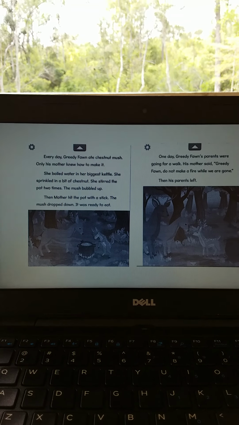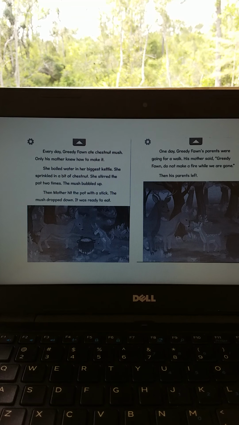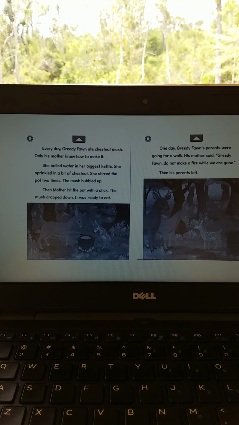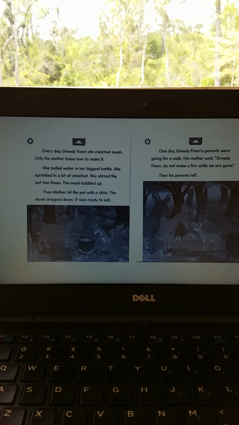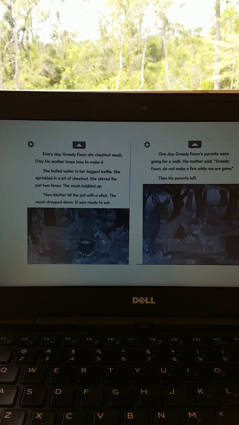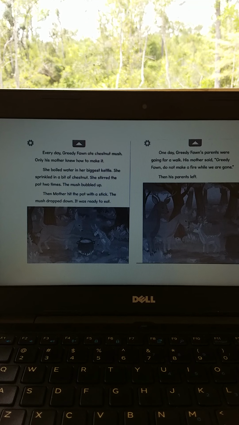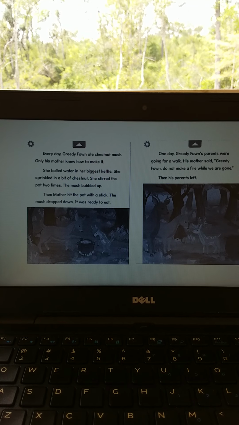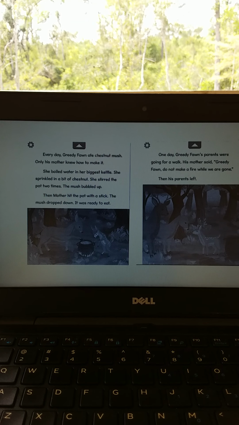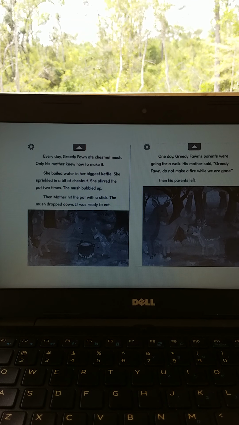Every day, Greedy Fawn ate chestnut mush. Only his mother knew how to make it. She boiled water in her biggest kettle. She sprinkled in a bit of chestnut. She stirred the pot 2 times. The mush bubbled up. Then Mother hit the pot with a stick. The mush dropped down, and it was ready to eat.